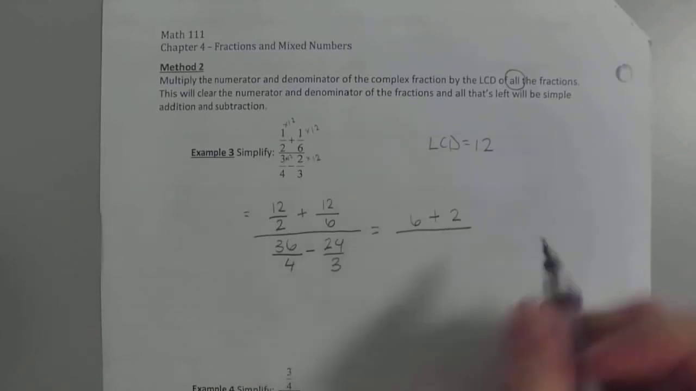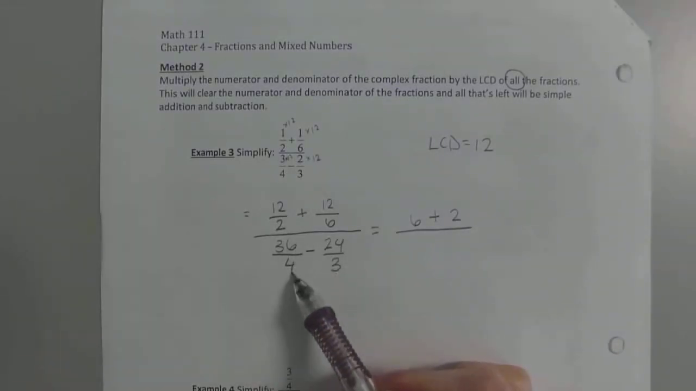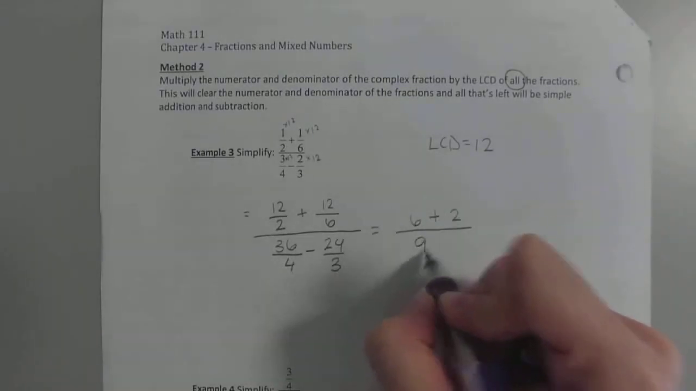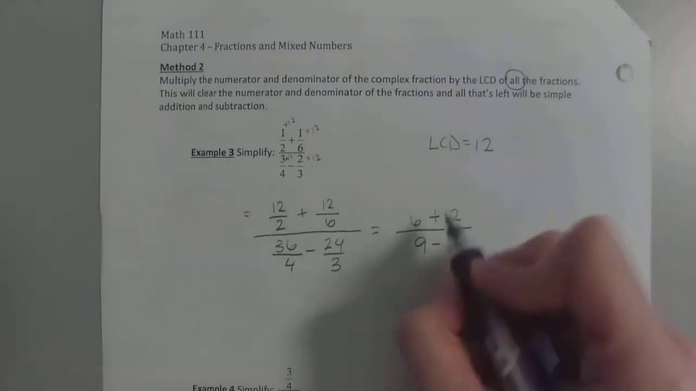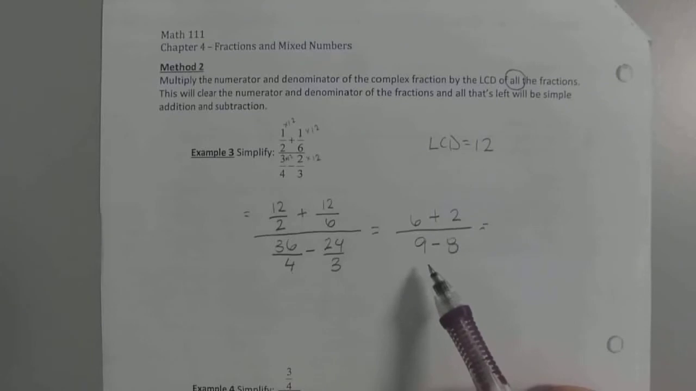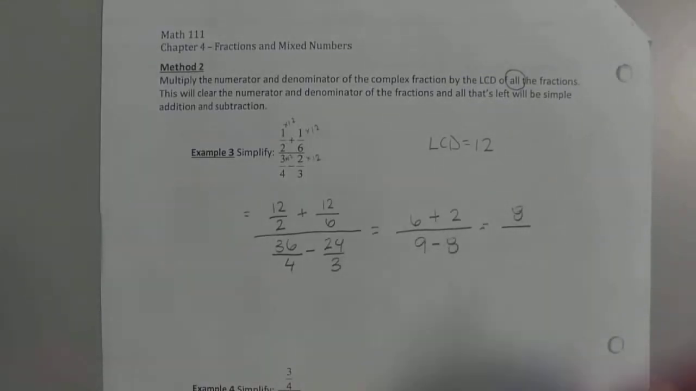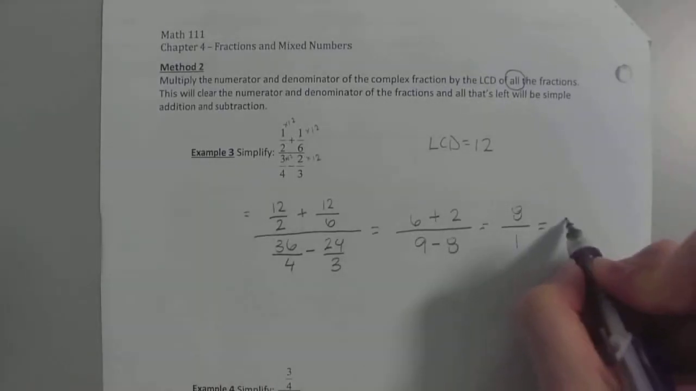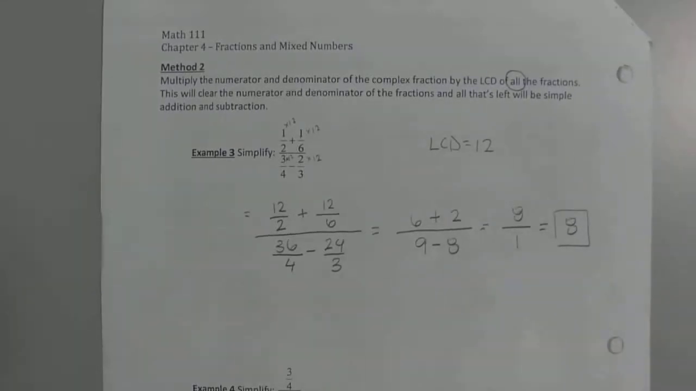So what's 12 divided by 2? 6. What's 12 divided by 6? 2. We just flip-flopped that, didn't we? What's 36 divided by 4? 9. What's 24 divided by 3? 8. And then this kind of goes back to chapter 1, right? Chapter 1 just says clean up the numerator. So what's 6 plus 2? 8. Clean up the denominator. What's 9 minus 8? 1. What's 8 over 1? 8.